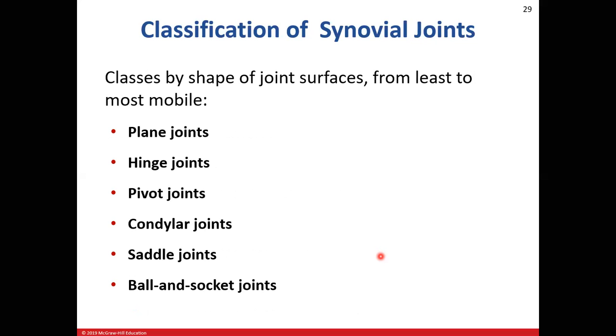When we look at the classifications then by joint surfaces, we have a list here based on their classification from least movable to most movable. So we have plane joints, hinge joints, pivot joints, condylar joints, saddle joints, and ball and socket joints, and we'll cover all of those.